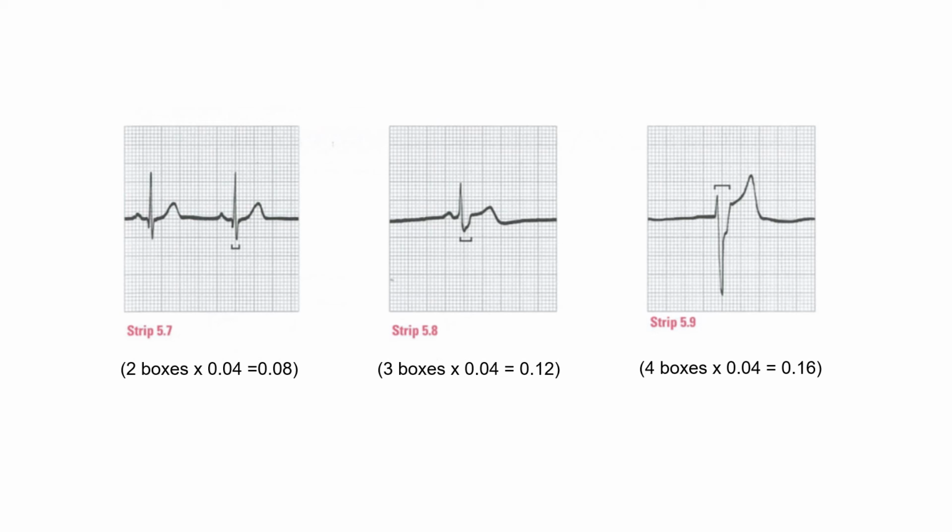In the 5-9 one, you measure from the beginning of this R wave. Now this one has ST elevation, so you have to kind of pull it down, I'm going to try and do it slowly, so that you can measure and count how many boxes. And it looks like about 4 boxes, so it would be 0.04 times 4 boxes, and it would equal 0.16.